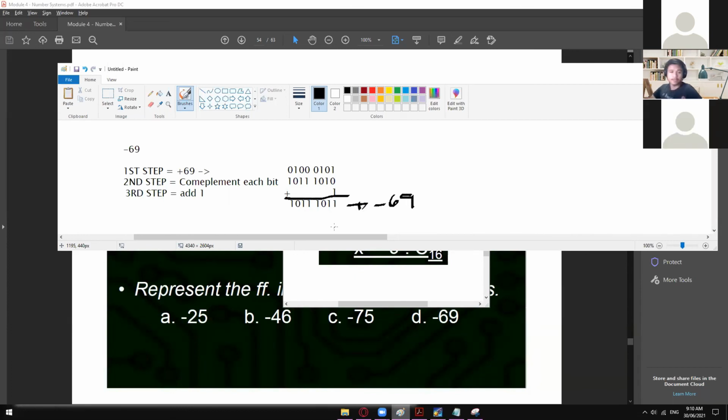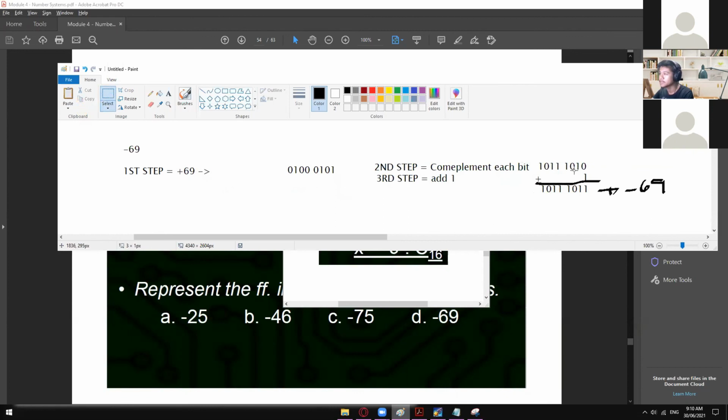Sir, yes, sir, I think the ones at the end are all 1s. Okay, maybe you got confused. The only parts we need to add are the second step and then the third step. That's all. This is not included. Okay? So this is the first, and then this is the complemented. Okay, complemented results. So, 0 became 1, 1 became 0. Okay?